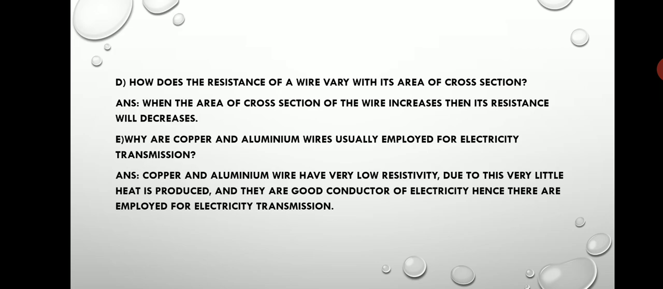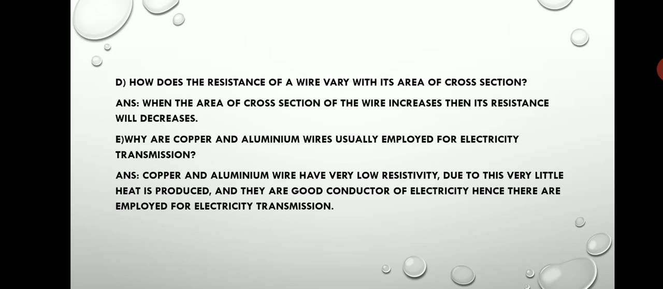The next one: how does the resistance of a wire vary with its area of cross section? This is again about the factors affecting heat. The heat depends on the resistance, and the resistance depends on the area of cross section. As the area of cross section increases, the resistance decreases.